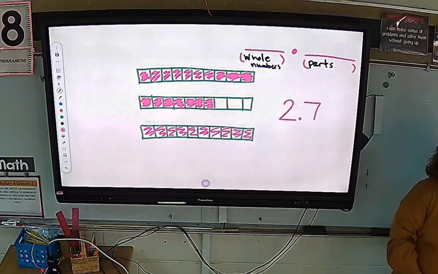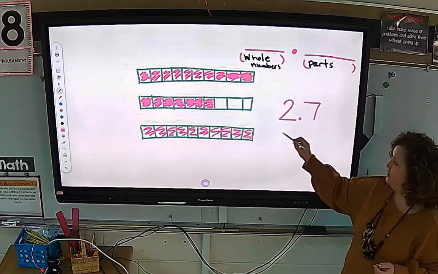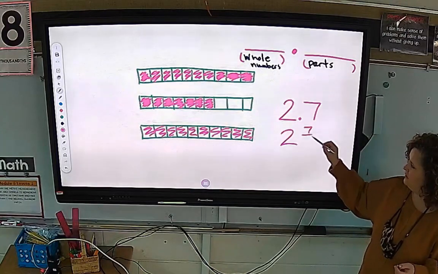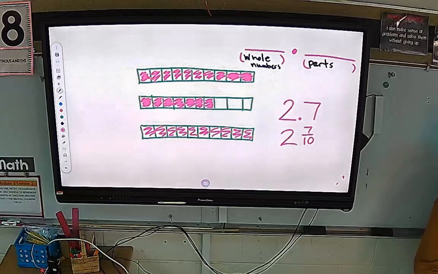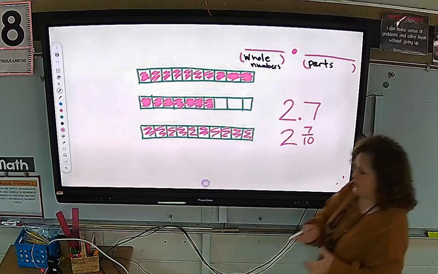Well, when I hear that, I know how to write my fraction. 2 and 7/10. You write exactly what you say. Okay? All right, so y'all see how this works. It's the whole numbers and then the pieces put together.